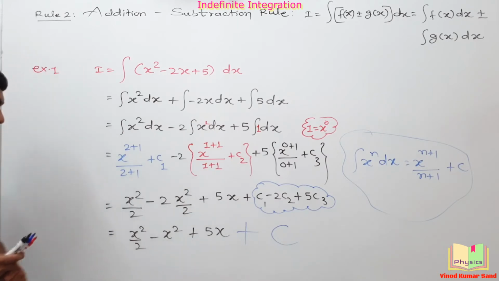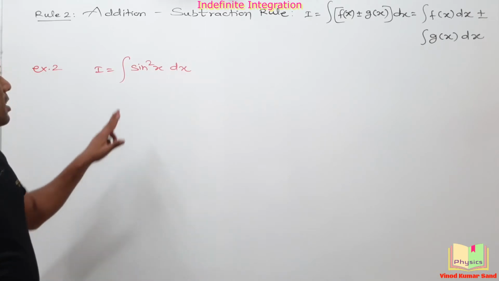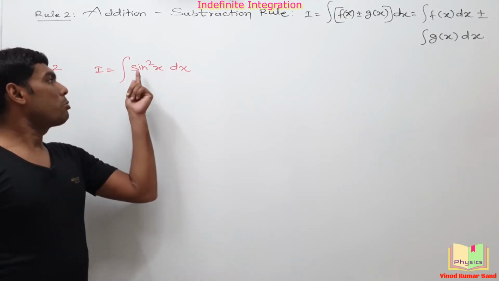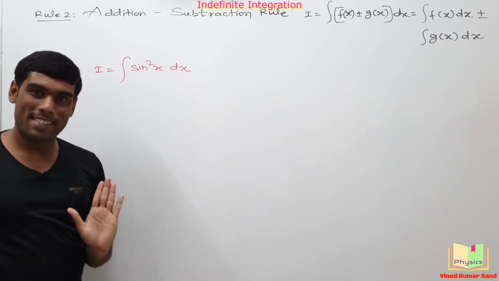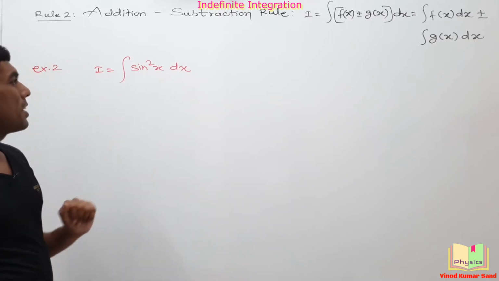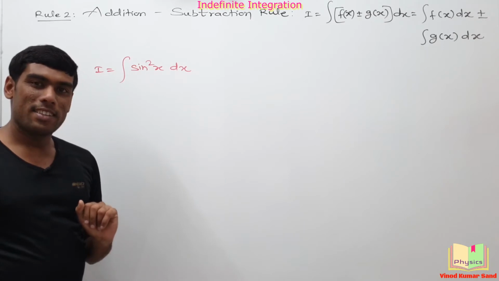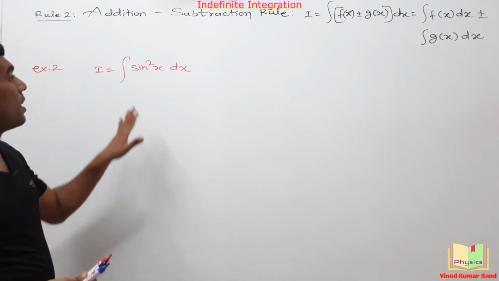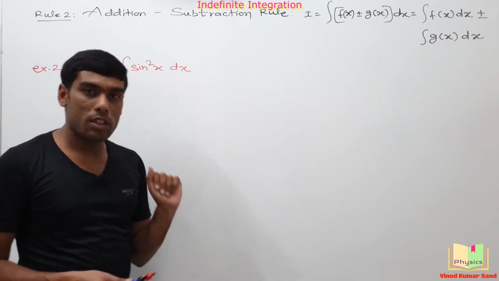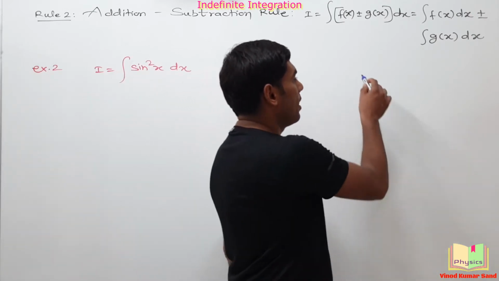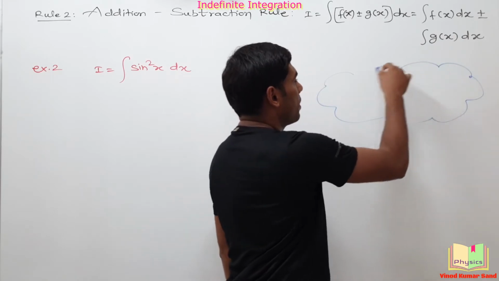I'll be taking up 2 more good examples. It's a brilliant question. You have to integrate the sine square function with respect to the variable x. You can pause and you can give it a try. I'm solving it on board. We do not have any direct formula for such integration, so we'll be utilizing a little bit of trigonometry.